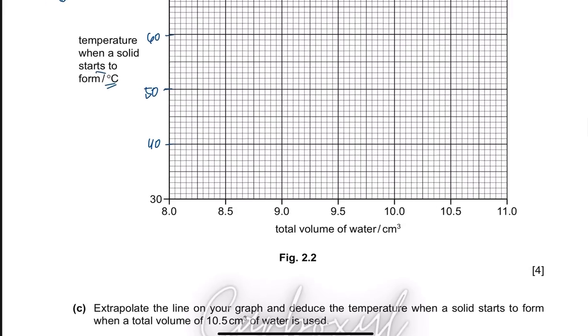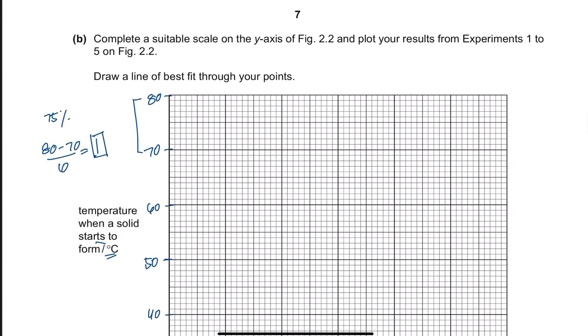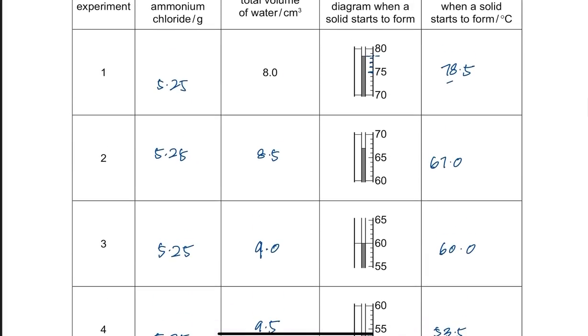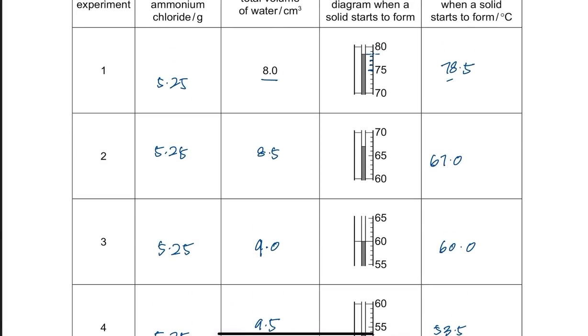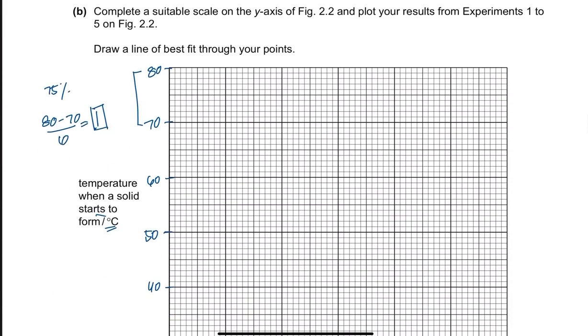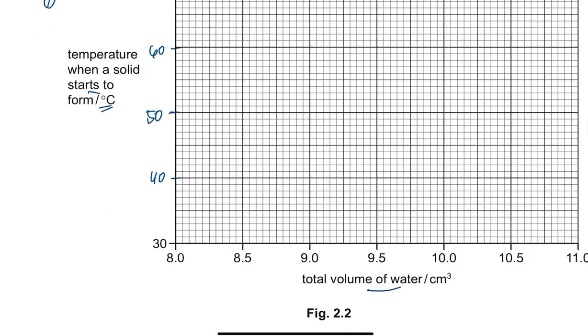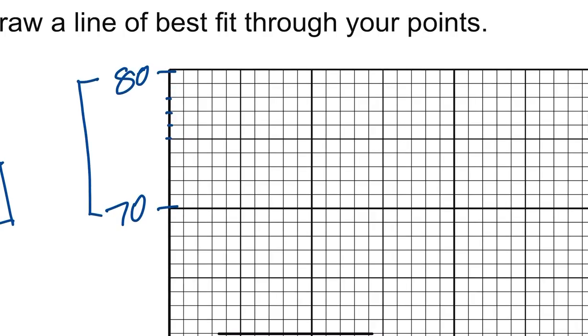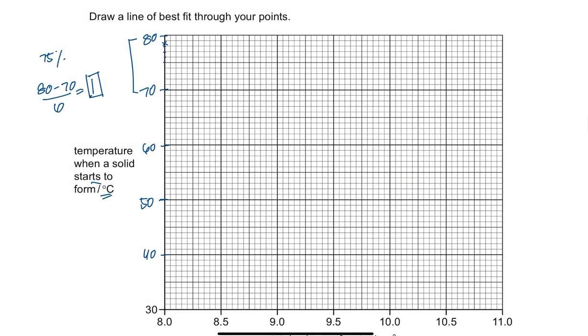Now it's saying we have to jot down the data and plot the graph: total volume of water added against temperature when a solid starts to form. So we just look at our table. At 8 centimeter cube of water, you had 78.5 degrees Celsius. So at 8 on the x-axis, we have 75, 76, 77, 78, and 78.5 would mean it's going to be right here in between. So this is going to be my first point, okay.